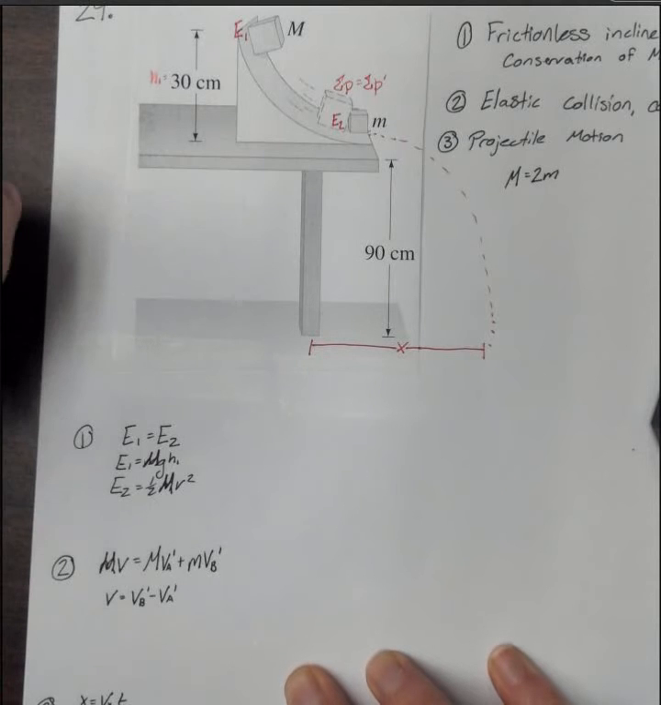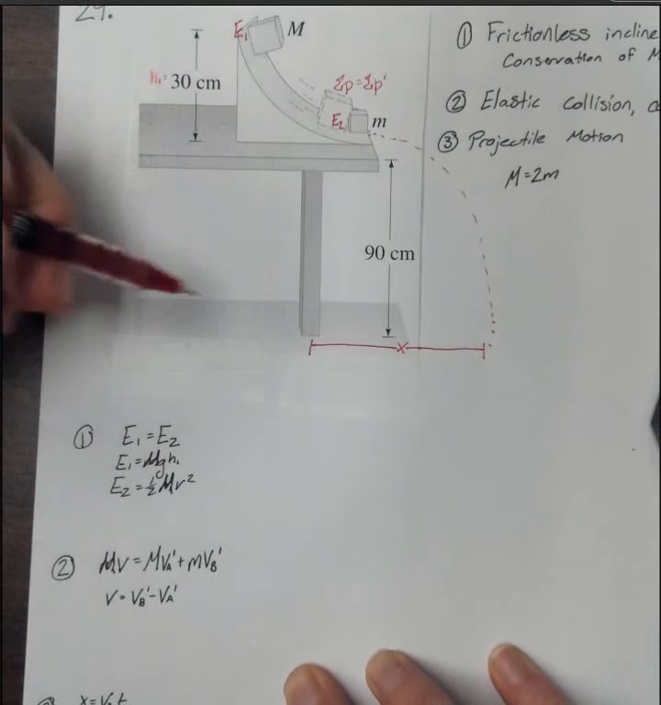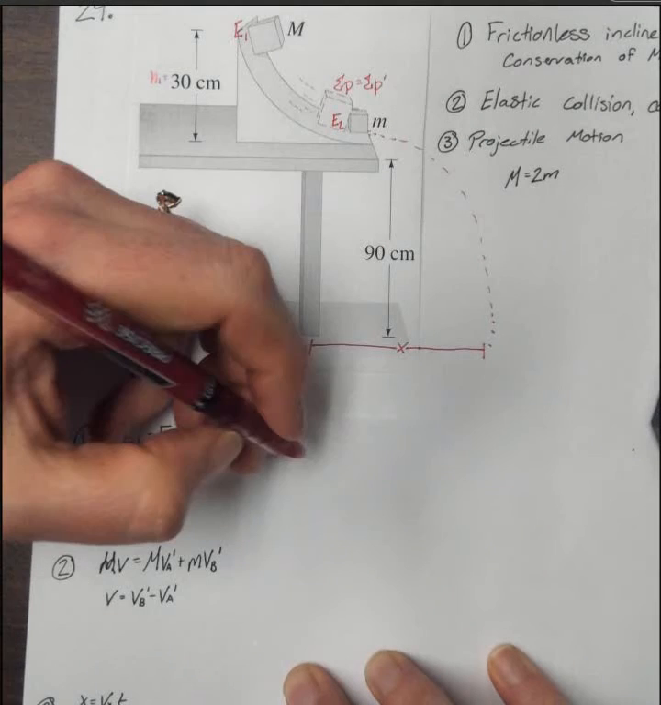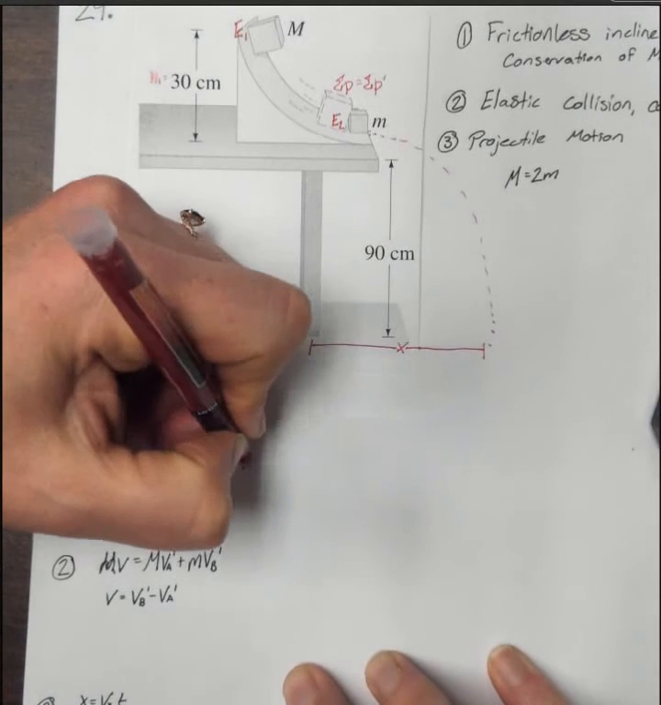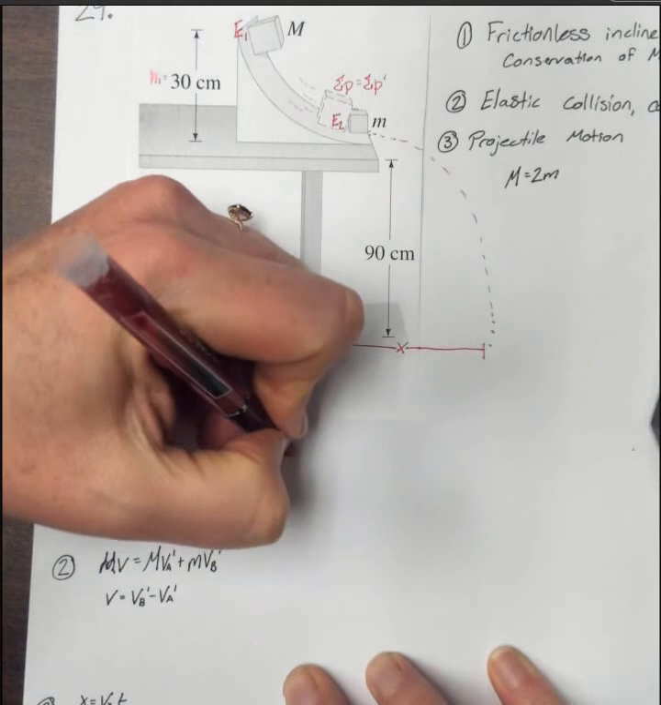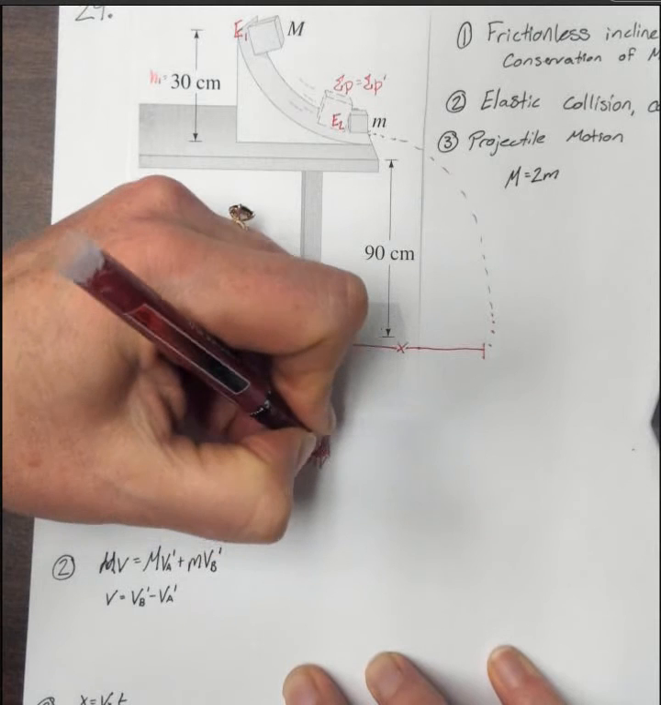We can use this and we can figure out the velocity of the block before it strikes the other block. And we're going to do just that. We're going to say the large block mgh1 is equal to 1/2 mv squared.